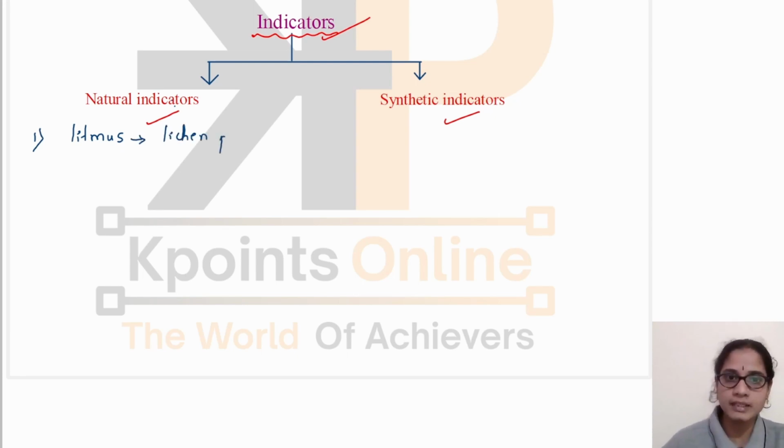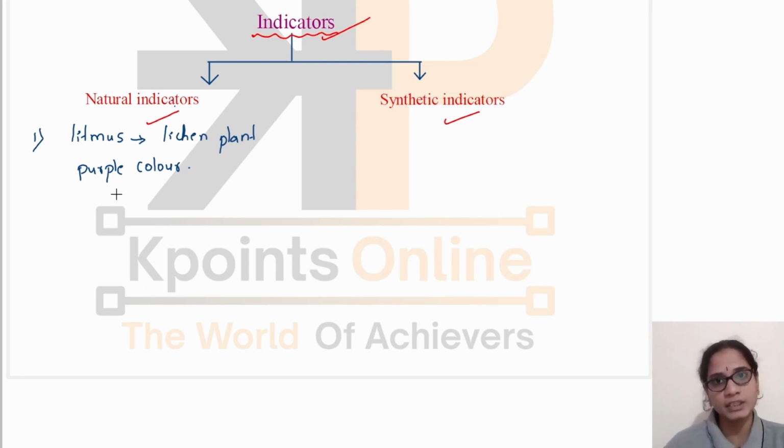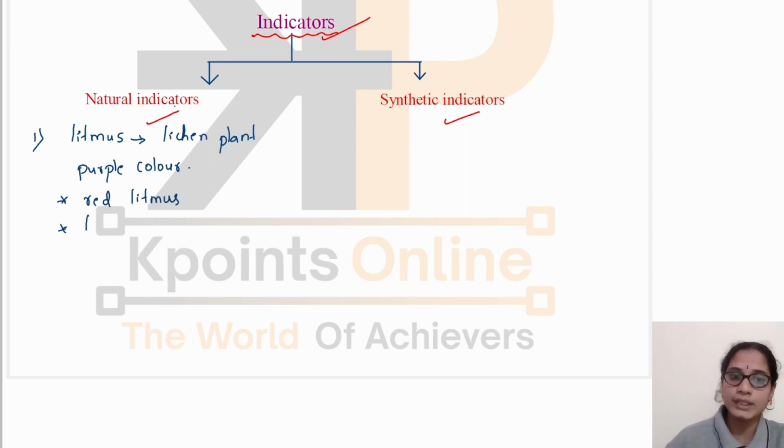It is extracted from the lichen plant belonging to the Thallophyta family. It is a purple color dye. It is available nowadays in the form of solution, and also in the form of strips. We prepare two different types of solutions from two different varieties of lichen, that is red litmus and blue litmus. They are available in the form of solution also, and we can also prepare strips from the litmus. What happens when we check the acidity of a substance with red litmus?